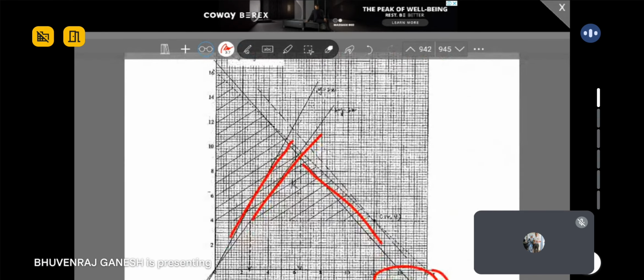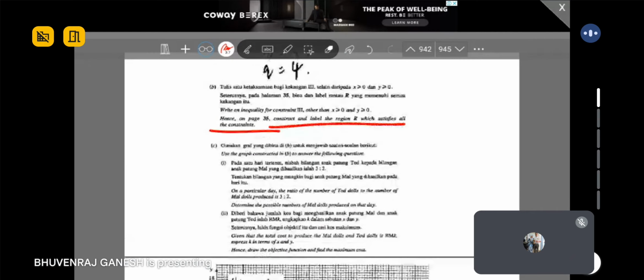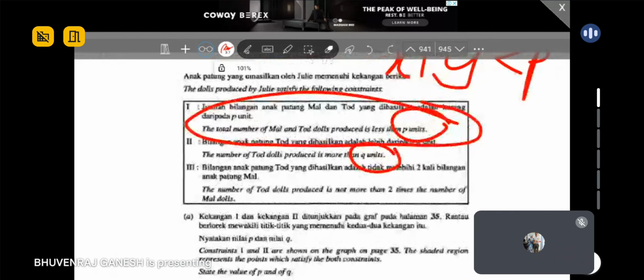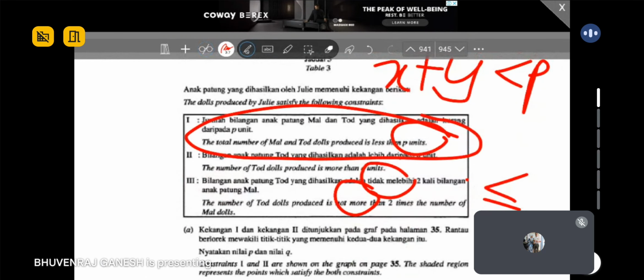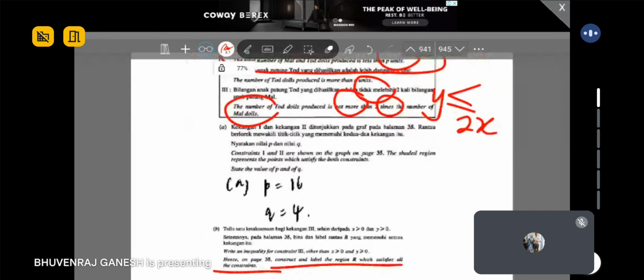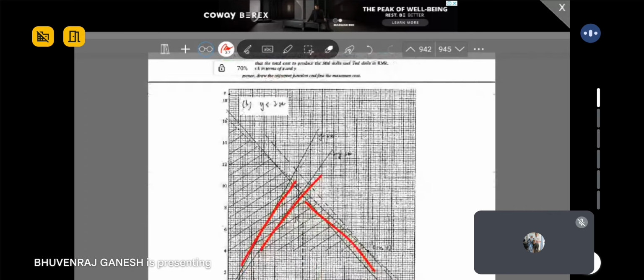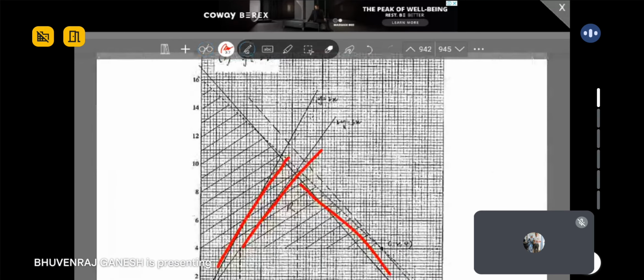Next part for question B, they want you to construct an equation. Not more than, tidak melebihi. Todd dolls is y, and 2 times, dua kali, so 2x. Y less than or equal to 2x. This is your equation, and then you start to do the shaded region.